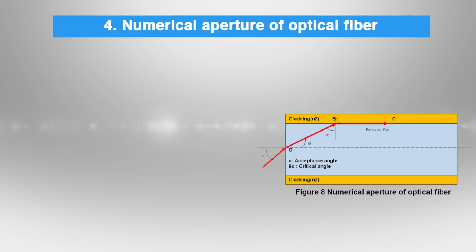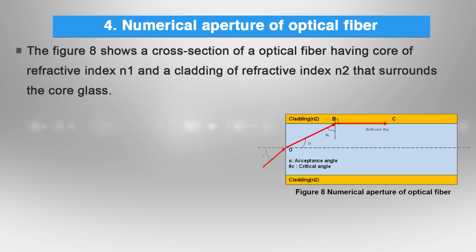Next important parameter is the numerical aperture of the optical fiber. The figure below shows a cross section of an optical fiber having a core of refractive index n1 and a cladding of refractive index n2 that surrounds the core glass. Consider a ray incident from medium 1 at the tip of the fiber, making an angle alpha with the axis of the fiber. It is the acceptance angle of the fiber.